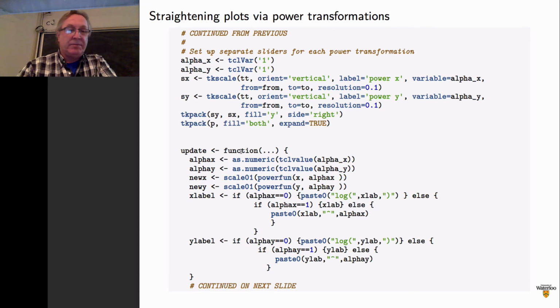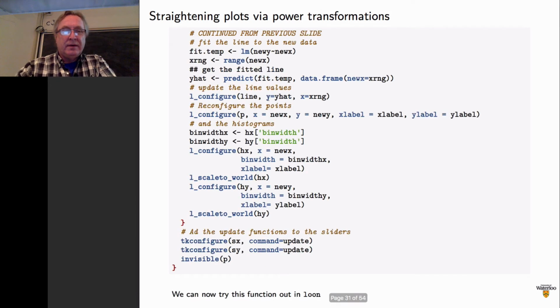I'm going to pack these into some display. And my update function now is going to be changing some labels here, getting this rescaled data for the X using its alpha, the rescaled data for the Y using its alpha level. And I'm going to actually refit the line to the new data. And then tell everybody to update itself with this configure, updating the line, updating the points, and updating the histograms with these configures.